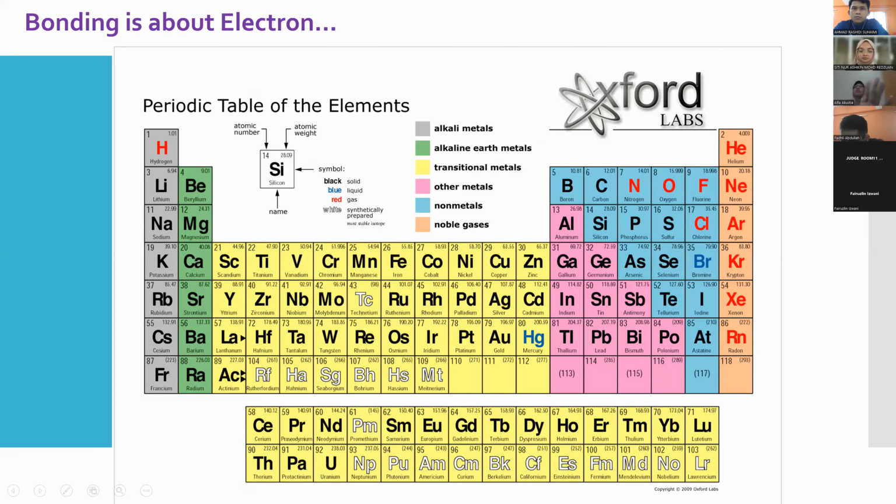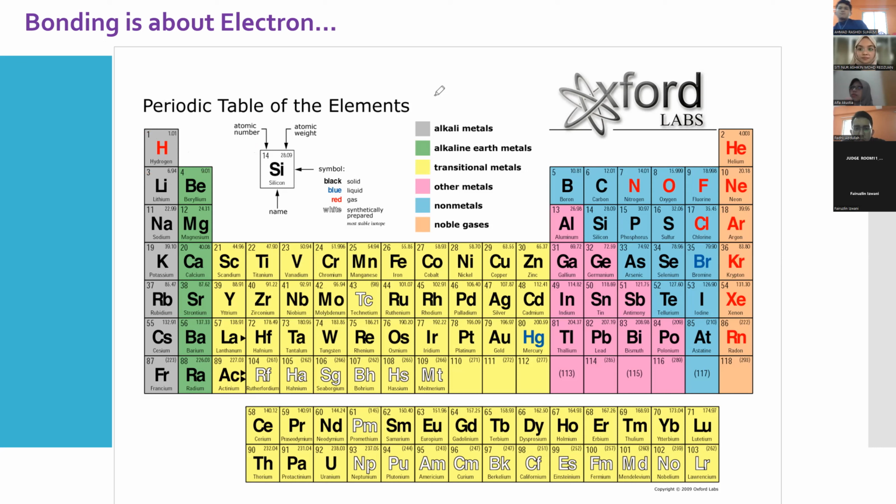Now, when we talk about electrons, we always remind ourselves about the periodic table of the elements. This is the periodic table of the elements. We can see more than 100 elements, and this is the atomic number. The atomic number gives us information about how many electrons these elements have. Hydrogen has 1 electron, lithium has 3 electrons, beryllium 4 electrons, and the others.